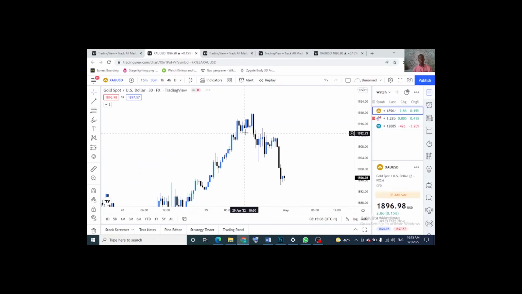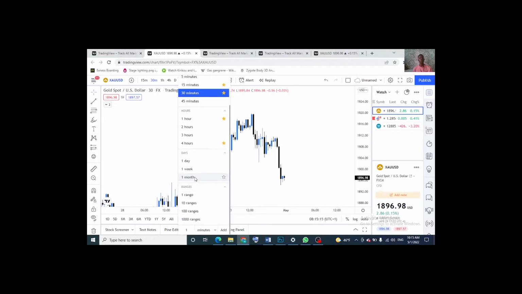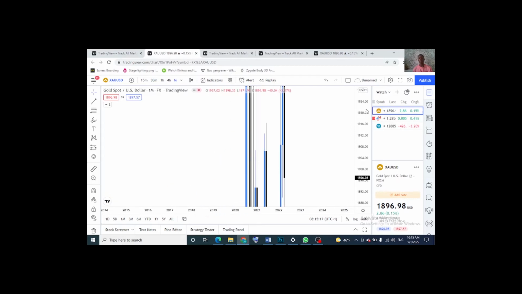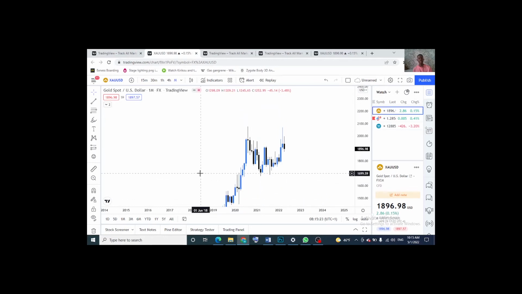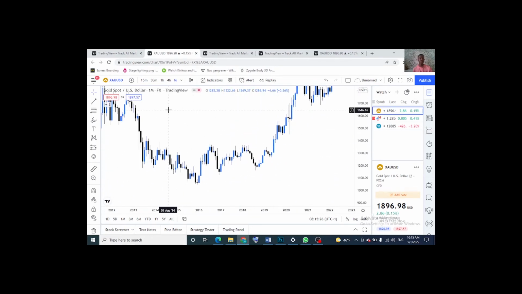For 30 minutes, exactly the same thing. For 30, the next 30 minutes. And we have up to a monthly time frame. So depending on what type of trader you are, depending on how long you want to be in the market, these are the time frames that guide you, and they also guide your analysis.